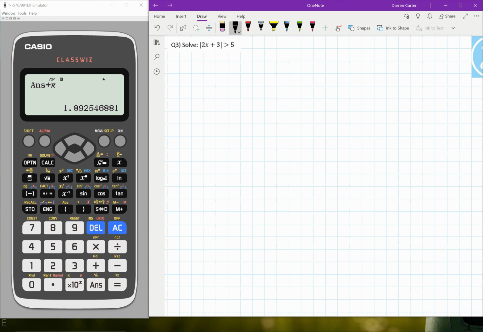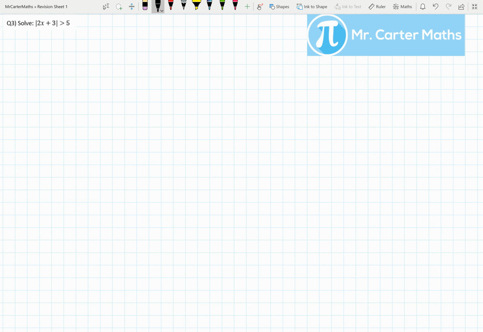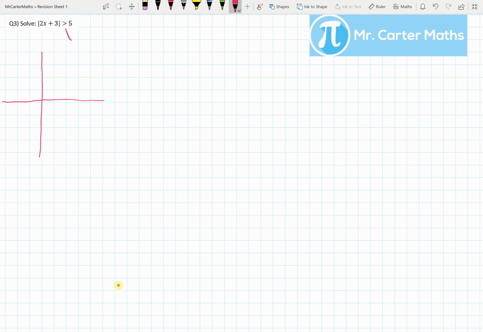Right, on to question 3. So solving mod equations. I would always recommend starting with a diagram. Okay, with mod equations, at least get an idea of what's going on. I'm saying equations, of course I mean inequalities. I would think about plotting 2x plus 3, which comes up like this and would continue down below the axis, but the mod is going to bring that up there.